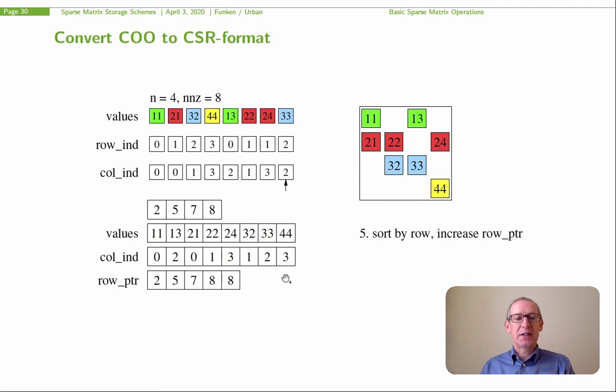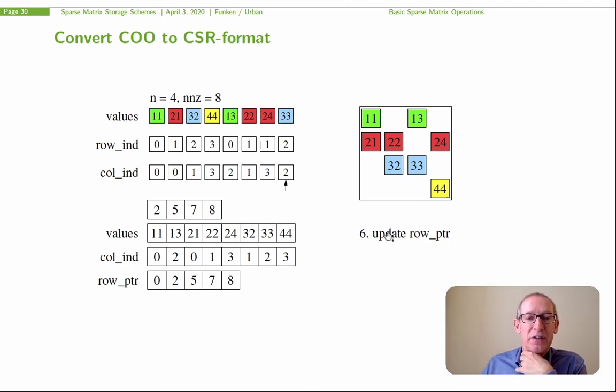So, and that's it. At the end, we have to shift this vector to the right, or copy this once again and renew this to 0. But we end up updating the row vector. These 3 vectors are now the result of the conversion from the coordinate format to the CSR format.